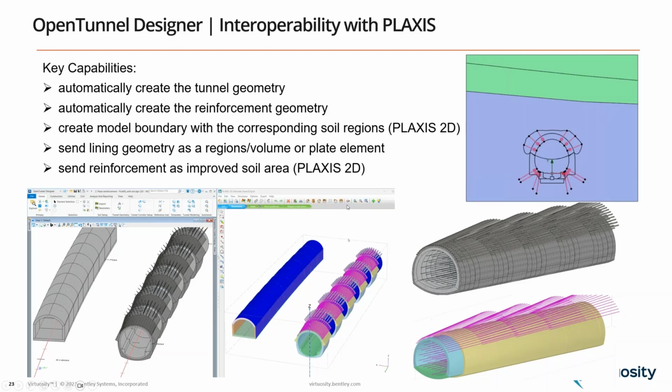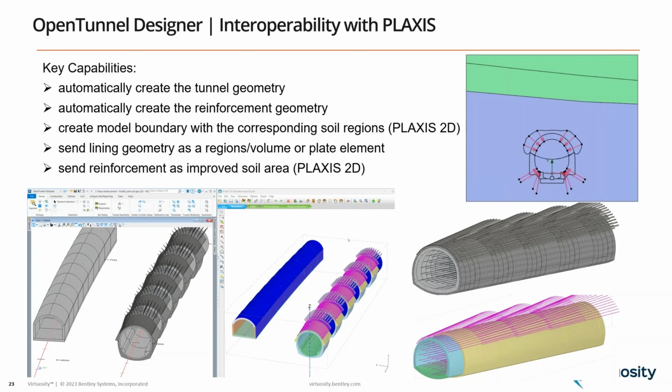But also in some cases, for instance in 2D, when you have the forepole umbrella, OpenTunnel has the option to say you don't need the circles that are defining the forepoles. We need to send to Plaxis an area that we can say is an improved soil zone that has higher capacity and strength, mimicking the resistance of the forepole umbrella. Because if we are sending just the circles, that will be of no good for the geotechnical engineer.